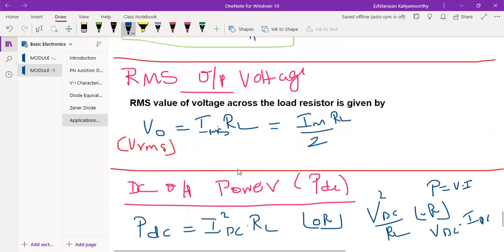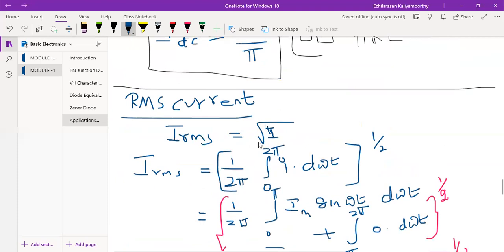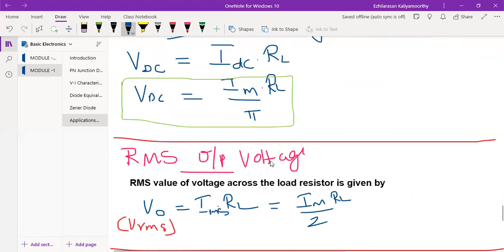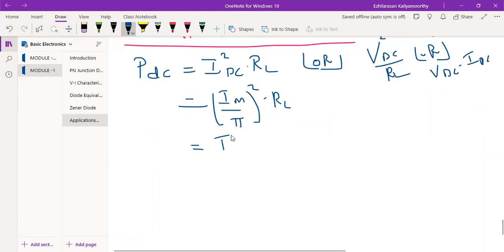What is the IDC value? I have written IM by pi. So that will be IM by pi, the whole square, into RL. Next, that will be IM square by pi square into RL.